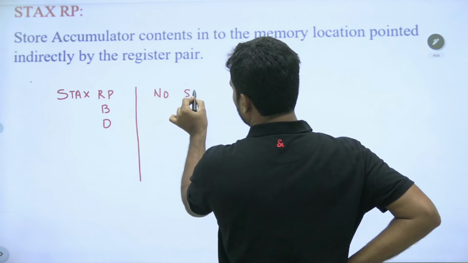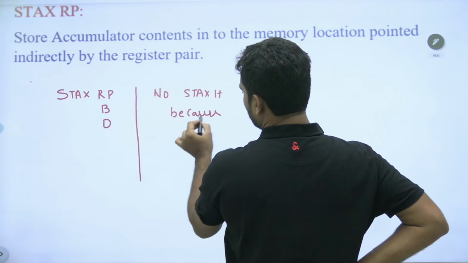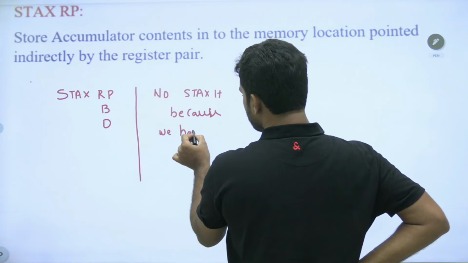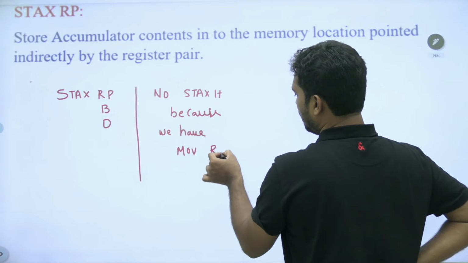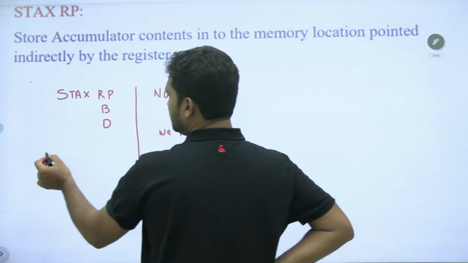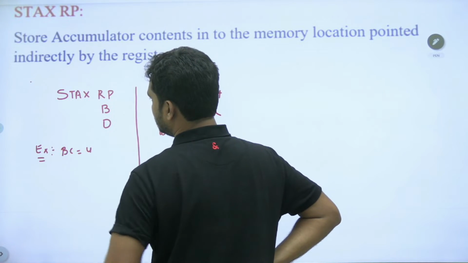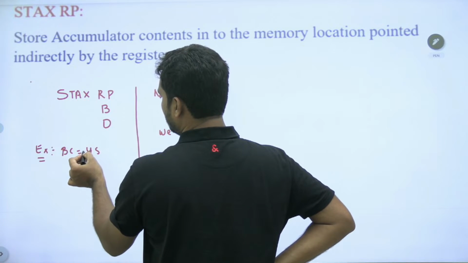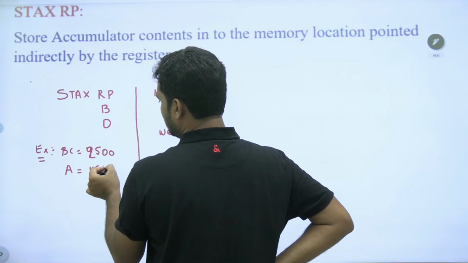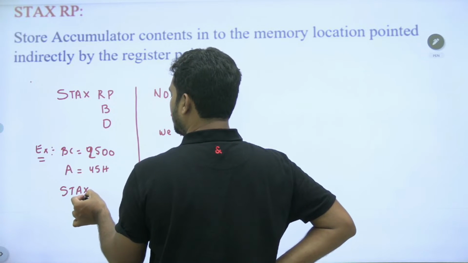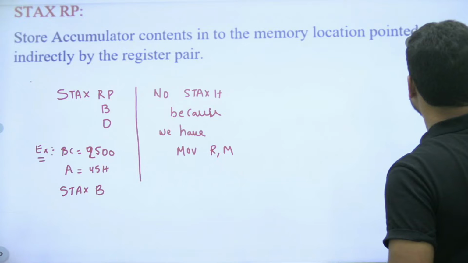There is no STAX H because we have MOV R, M. Say for example, BC equal to 2500 and accumulator is having some number 45. If I say store accumulator with B simply, I just say that store the content of accumulator with the register BC.